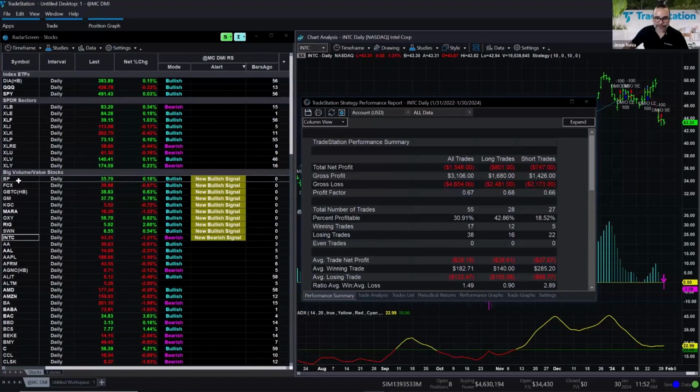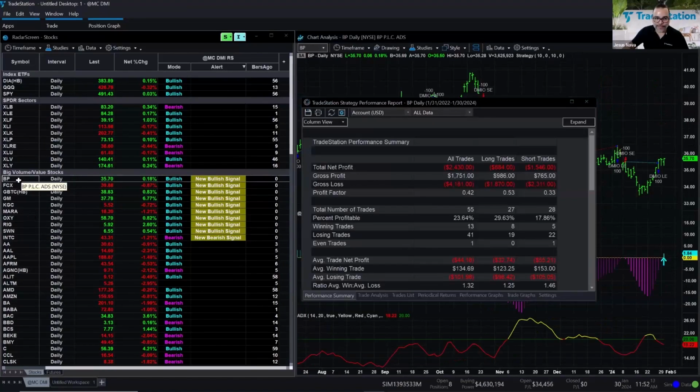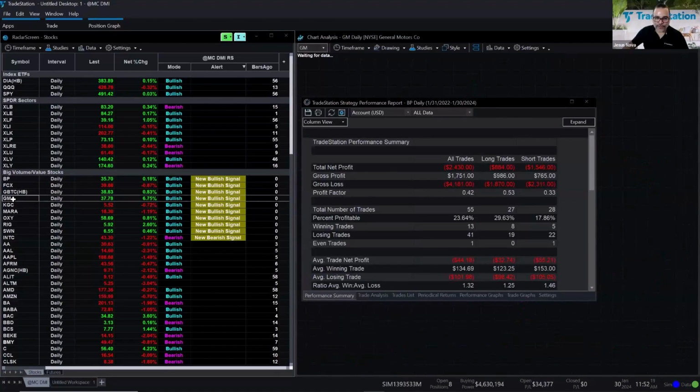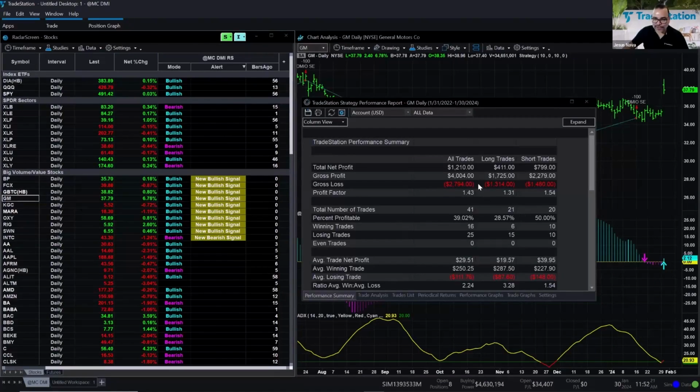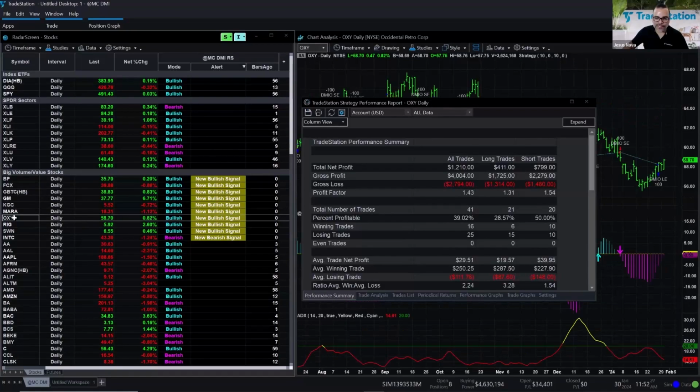For example, if I click on BP, notice how the strategy did not perform well. But if I click on General Motors, GM, that's the strategy that we looked at earlier. It seems to work fine for General Motors. If I click on Oxy, that's another symbol that doesn't really work well with the DMI strategy. It doesn't work well with the parameters that I have here on the screen, because that's another thing.